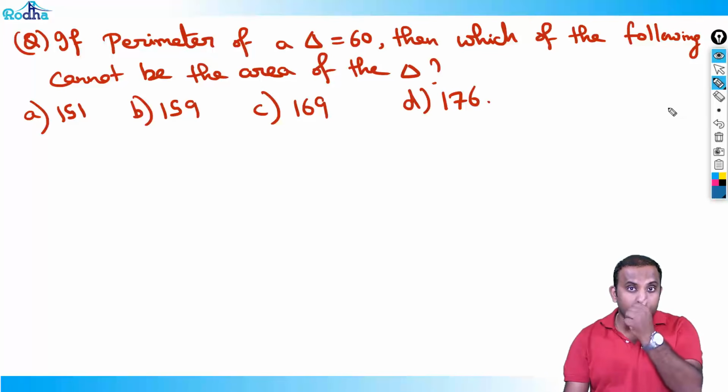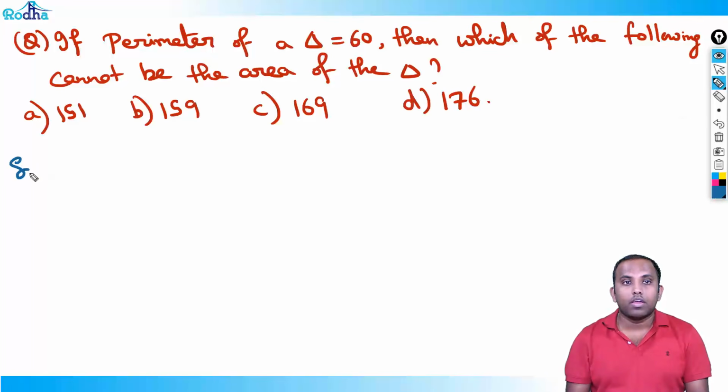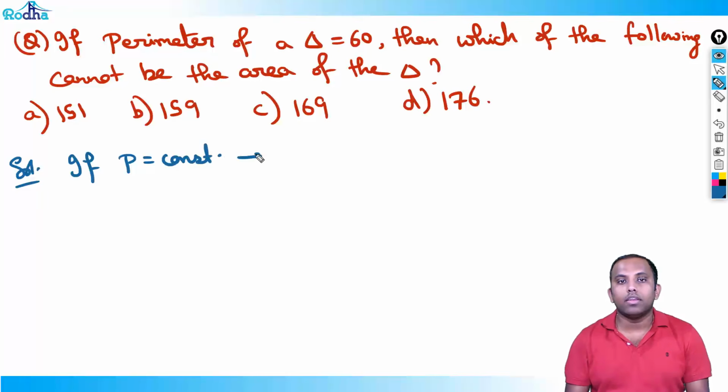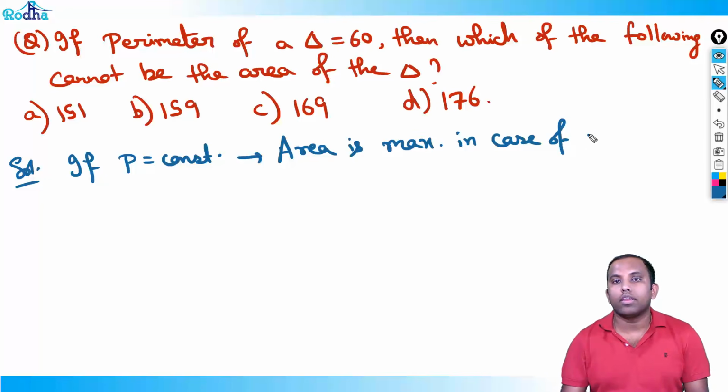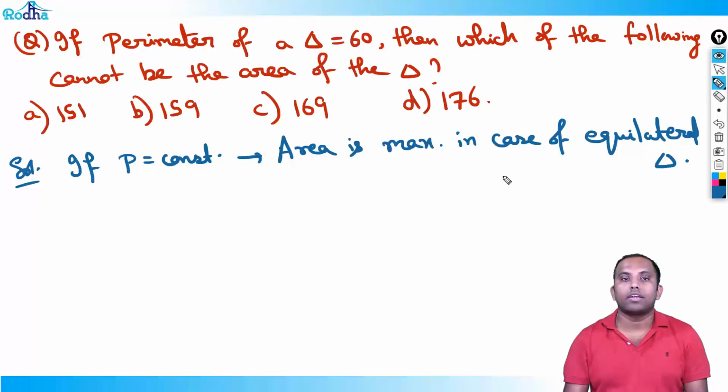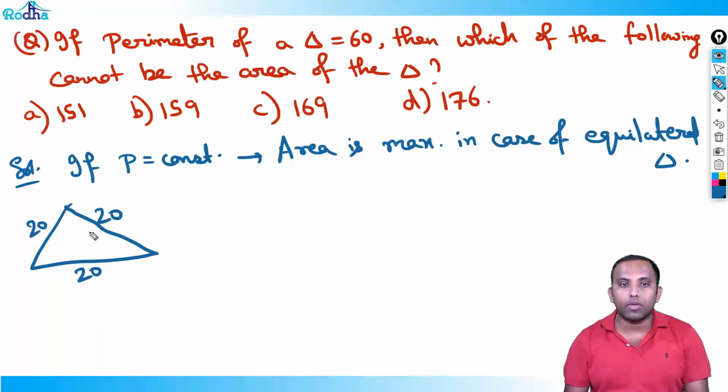And we can write one important concept here. If perimeter is some constant, then area is maximum in case of an equilateral triangle. So we'll get the maximum area in case of an equilateral triangle, right? So the triangle is like 20, 20 and 20. Then the perimeter will be 60. It's an equilateral triangle.